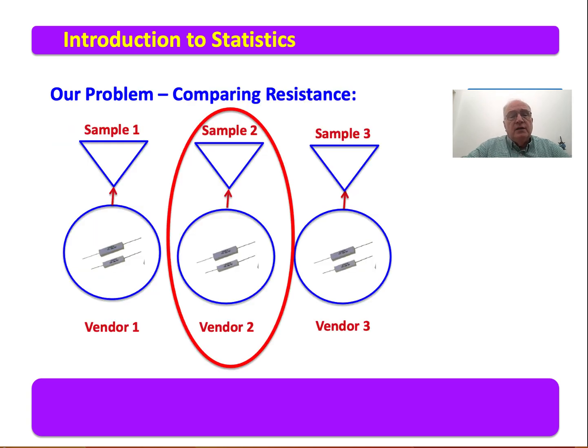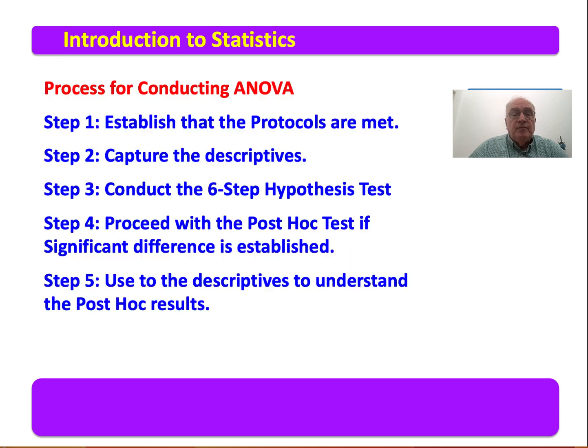Now, what we did is we compared 3 populations, we took 3 samples, we compared the samples, we found that they did differ, and then we ran a post hoc and found that 2 differed from 1 and 2 differed from 3. 1 did not differ from 3, and we found then when we looked at the descriptives that 2 is bigger than 1 and 2 is bigger than 3, so we would select resistor from vendor 2.